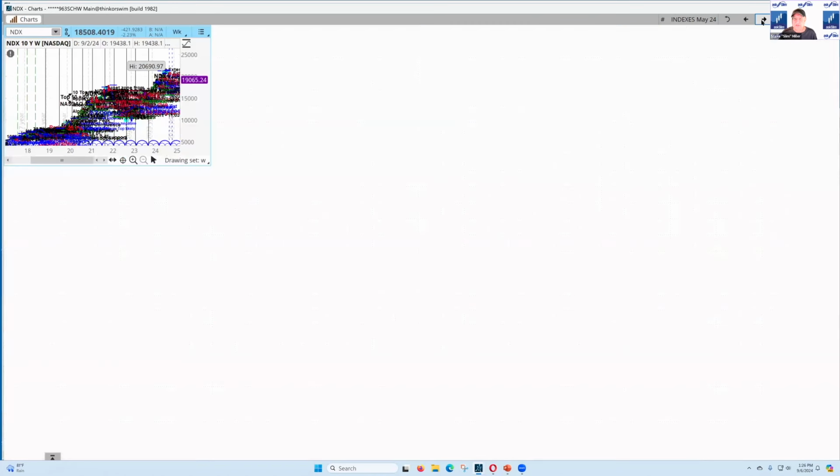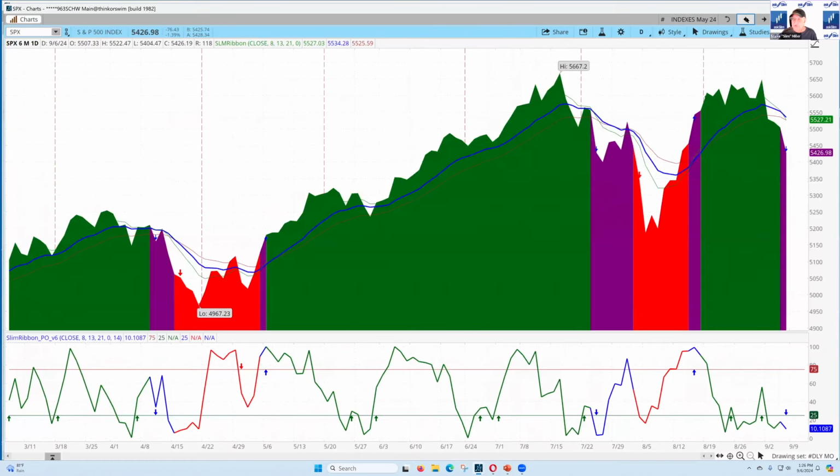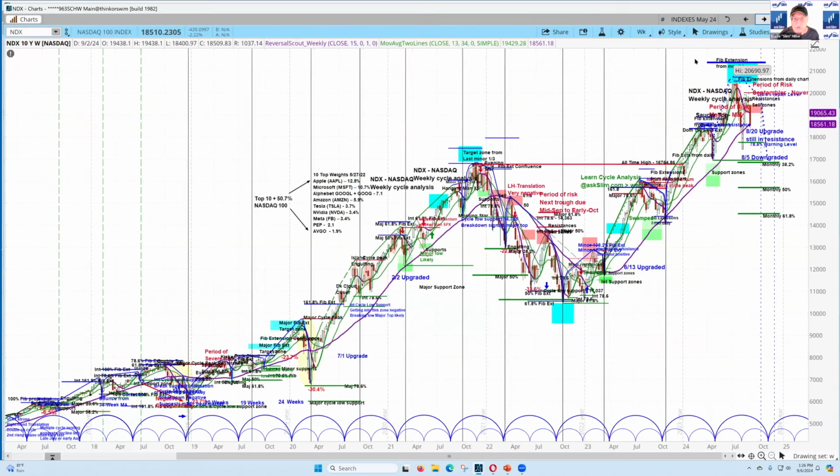Let's switch over to the NASDAQ right now. And you see these arrows. I'm just hitting these arrows to help me move through these charts. As you can see, it's a fantastic setup here. So easy to do. Here's your NASDAQ.